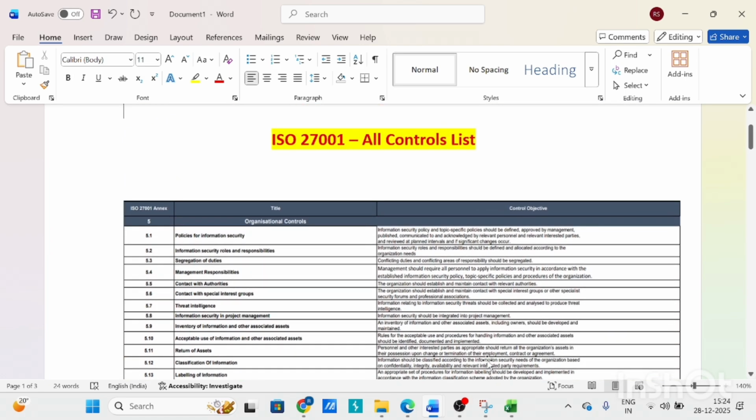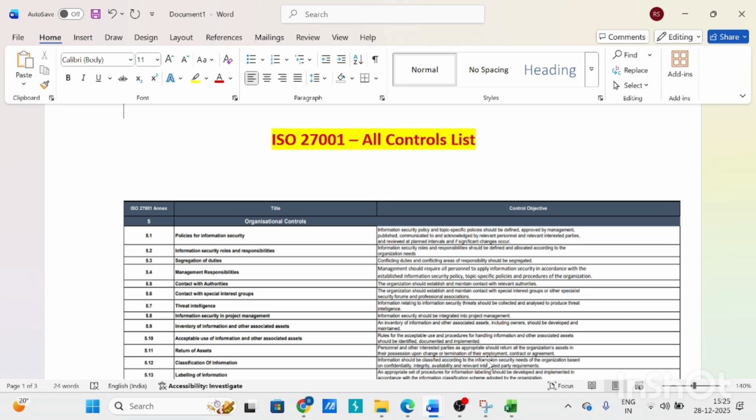Starts with the organizational controls. Starting with 5, the sub controls belong to 5.1, Policies for information security. Information security policies and topic specific policies should be defined, approved by management, published, communicated, and acknowledged by relevant personnel and relevant interested parties, and reviewed at planned intervals and if significant changes occur.